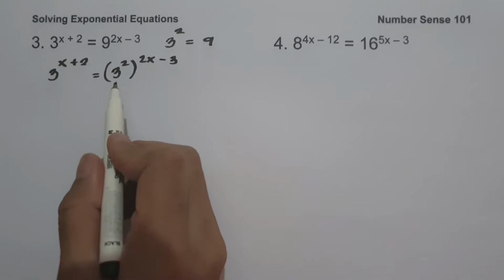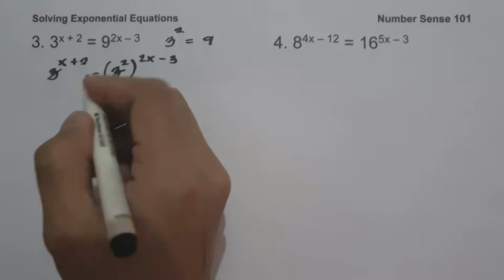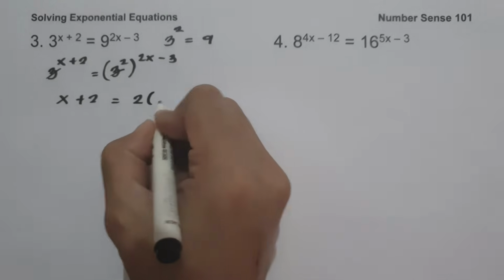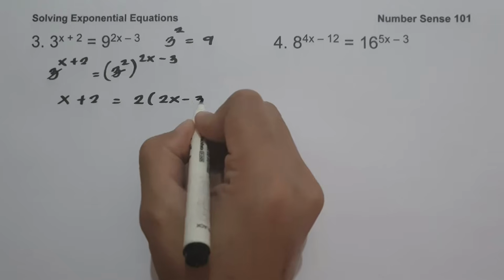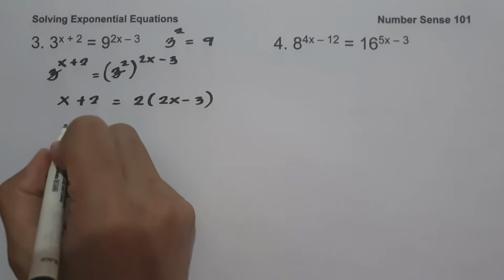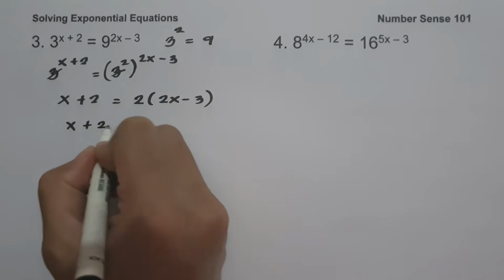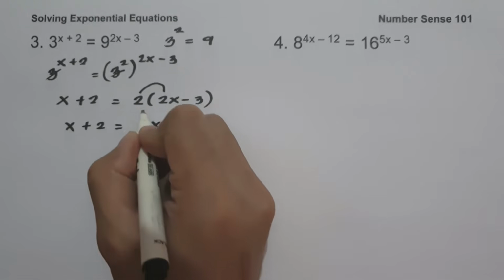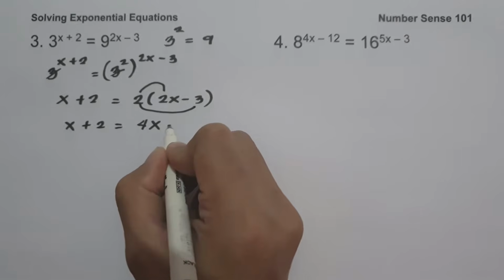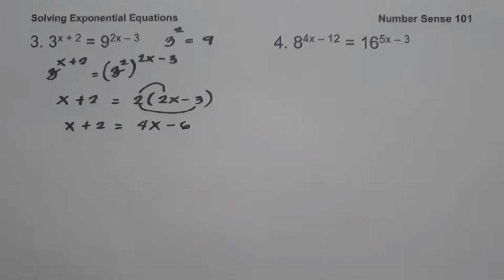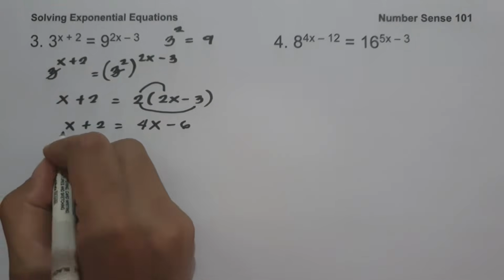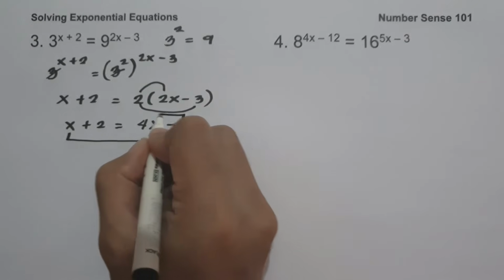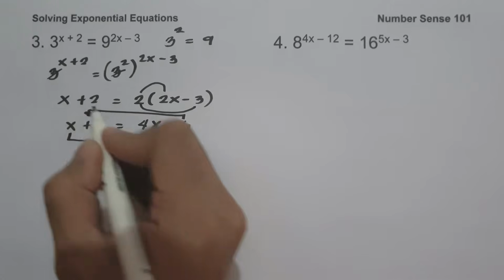Since we have the same base, let us cancel the base and let us have x plus 2 equals 2 multiplied by 2x minus 3. Let us rewrite x plus 2 and let us have 2 multiplied by 2x is 4x and 2 multiplied by negative 3 is negative 6. And to simplify, let us move x on the other side of equation and let us move negative 6 on the side of x plus 2.